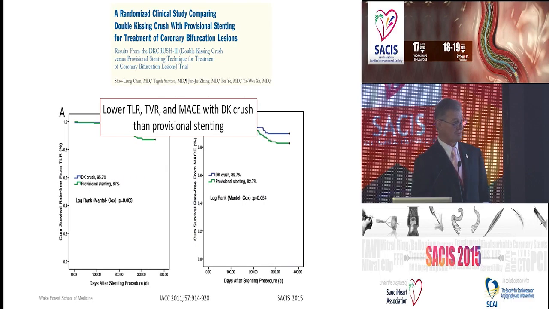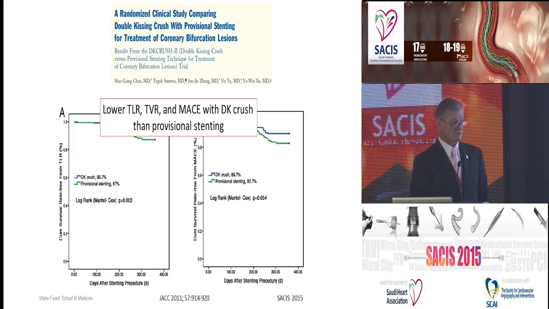So the first of these is shown here. This is with newer generation drug-eluting stents, and we are comparing the DK crush, so that's double kiss crush, in the blue versus provisional stenting in the green, and we can see whether we're looking at freedom from TLR or freedom from any MACE, that in fact the DK crush was superior to the provisional, which really flew in the face of all the traditional data we had been seeing, as I had shown earlier in my presentation.